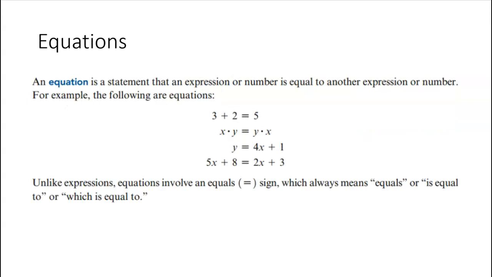An equation is a statement that an expression or number is equal to another expression or number. For example, we've got all different kinds of equations. We just spent a lot of time on expressions. So this is an expression of 3 times 2 and it equals a number. This is an expression and this is an expression and they equal each other. So again, equations have an equal sign, and so it's always equal to or equals, etc.